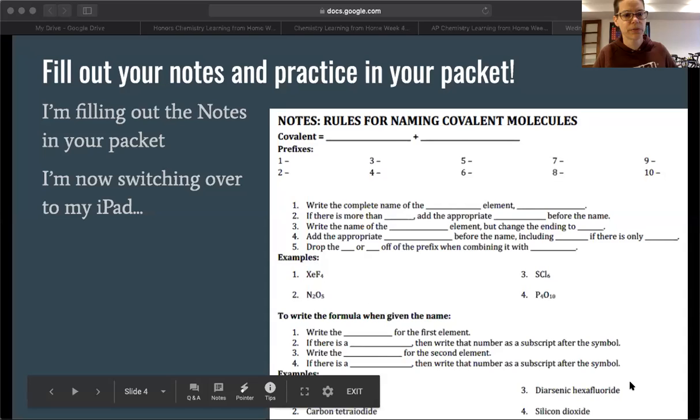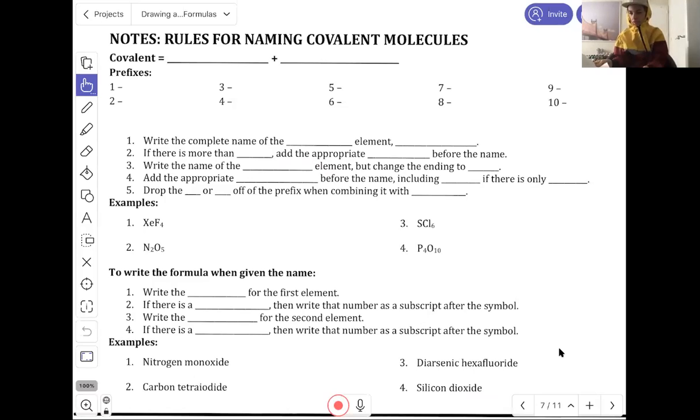I forgot which packet we're doing. What's the title of the packet? Oh, is it the Drawing and Naming Formulas? Okay.